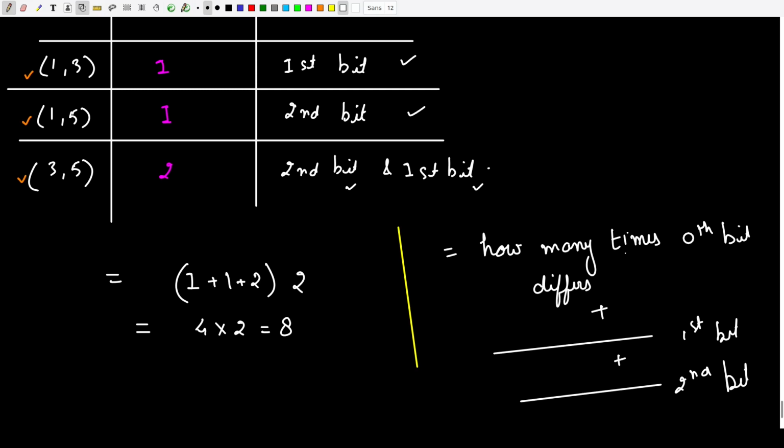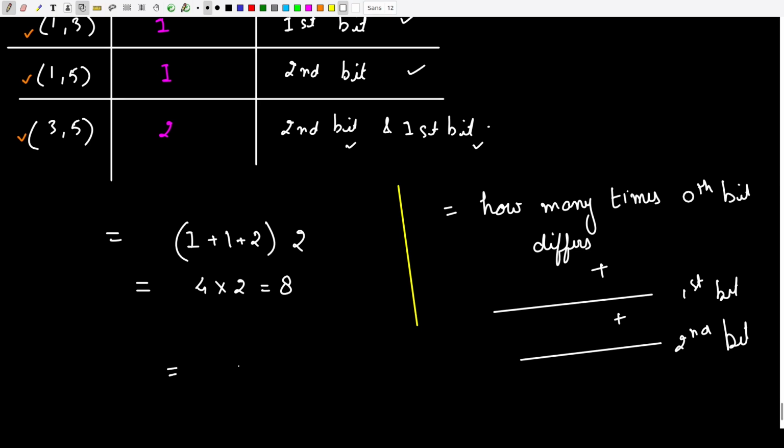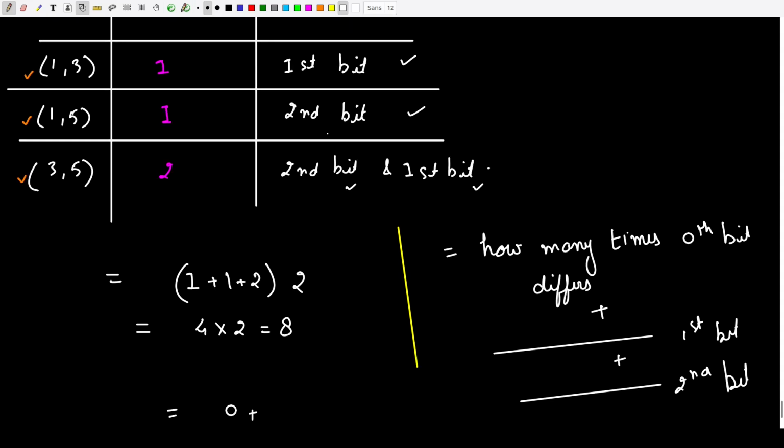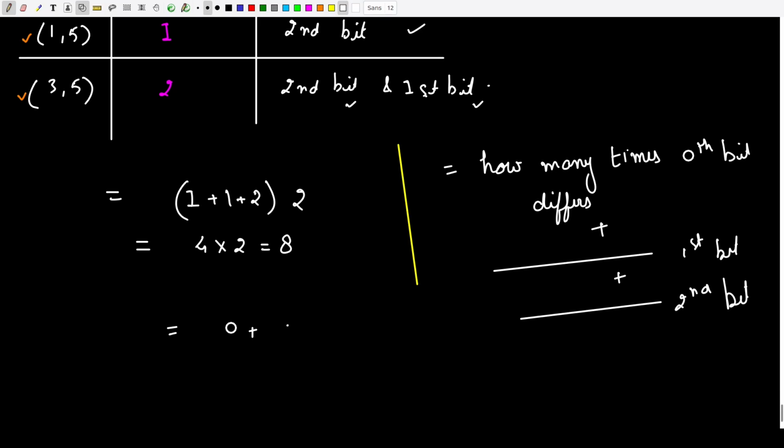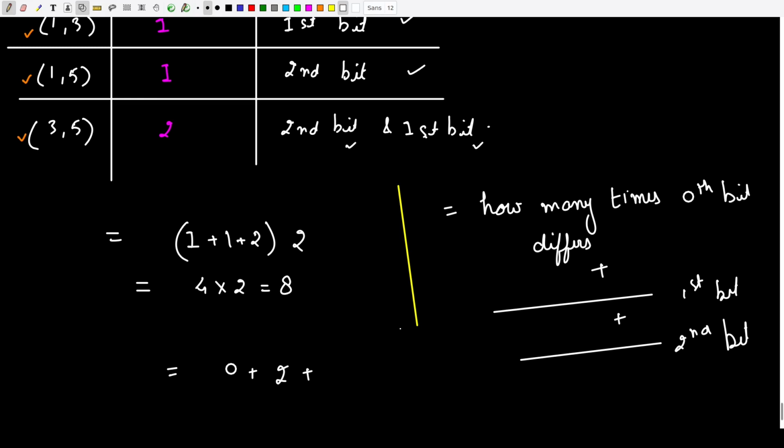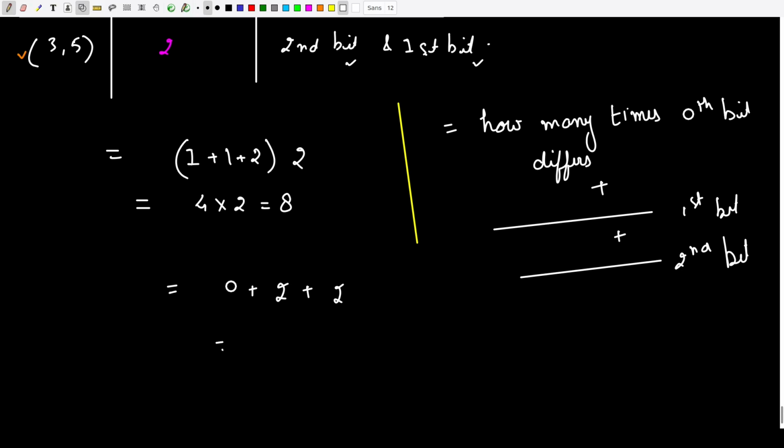So let us try to do that. How many times does the 0th bit differ? Well, the 0th bit is not here, so it does not differ, because of which it is equal to 0. How many times does the first bit differ? Well, the first bit differs 1 and 2 times over here. So this is equal to 2. And how many times does the second bit differ? Well, the second bit also differs 2 times, which is equal to 2. So this becomes 2 plus 2, which is equal to 4. And remember, we have to do twice of this number. So this is multiplied by 2, which is equal to 8.